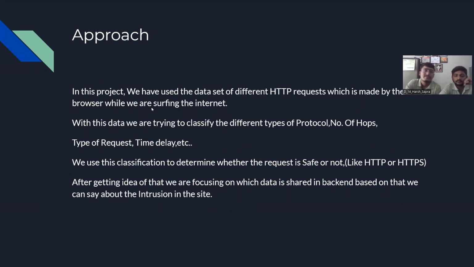What is our approach? In our project, we will use a data set of different HTTP requests made by the browser while surfing the internet. With this data, we are trying to classify the different types of protocols, number of hops, types of request, delay, etc. We use this classification to determine whether the request is safe or not, like HTTP and HTTPS secure. After getting an idea of that, we focus on which data is shared in the backend, based on which we can say about the intrusion in our site.